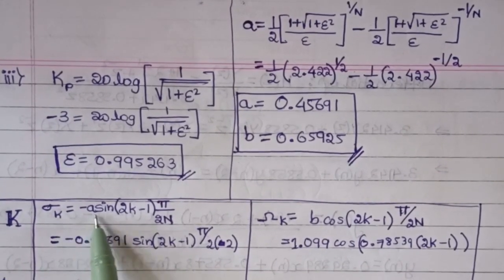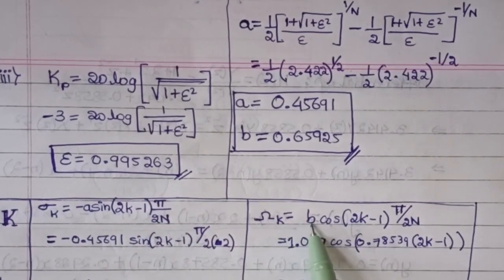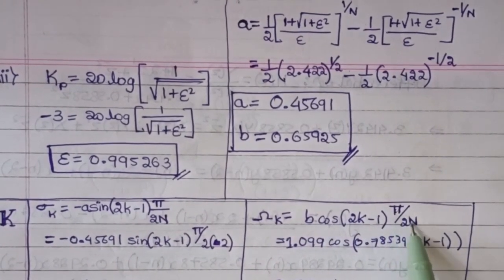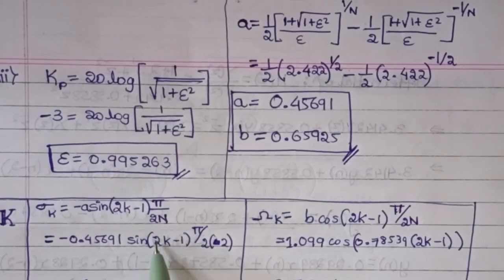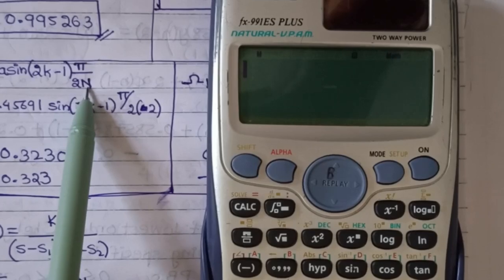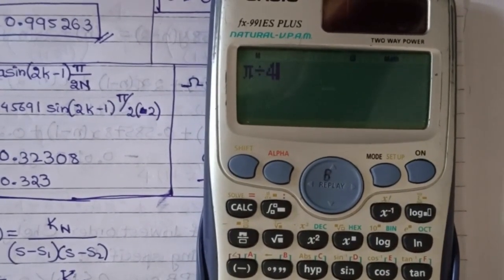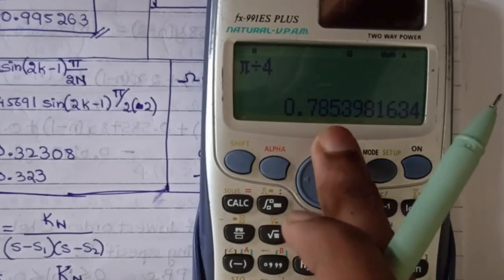Sigma k is given by minus a sine of (2k minus 1) into pi by 2n, and omega k is given by b cos of (2k minus 1) into pi by 2n. Substituting this in the calculator, first we have to find the value of pi by 2n. n is 2, hence pi by 4 is equal to 0.7853.